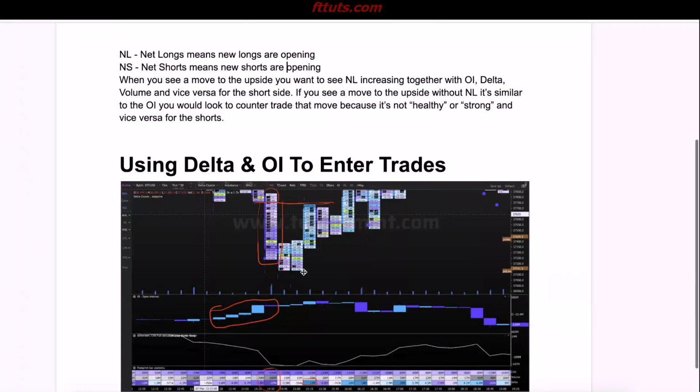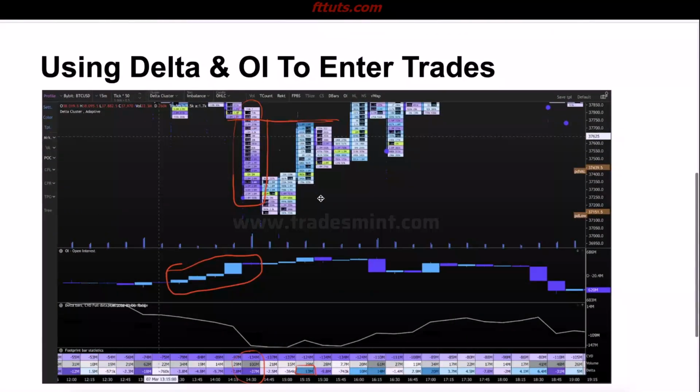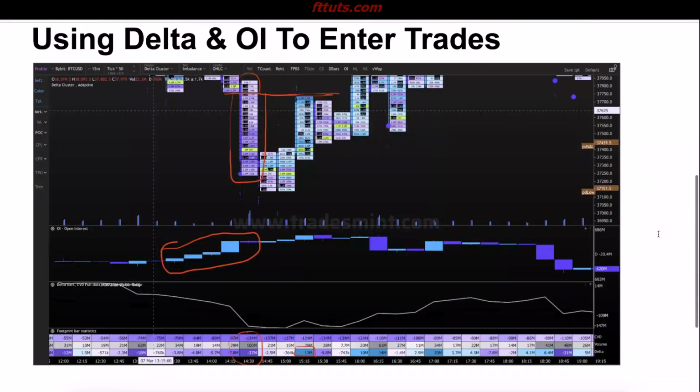This is a long trade that I took recently. In fact, this was the one that we took yesterday on the VIP live stream. This is how we are going to be able to identify traders who are trapped in a position so that we can trade in the opposite direction.